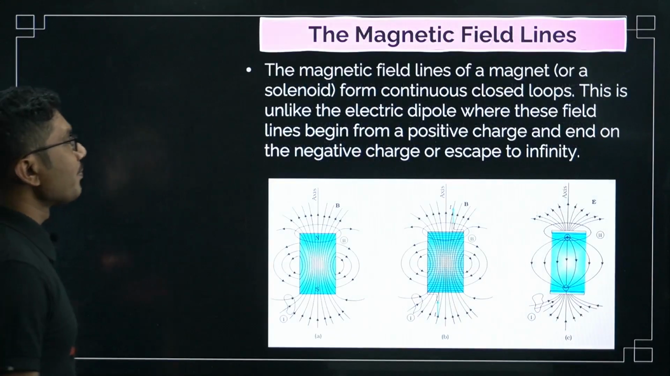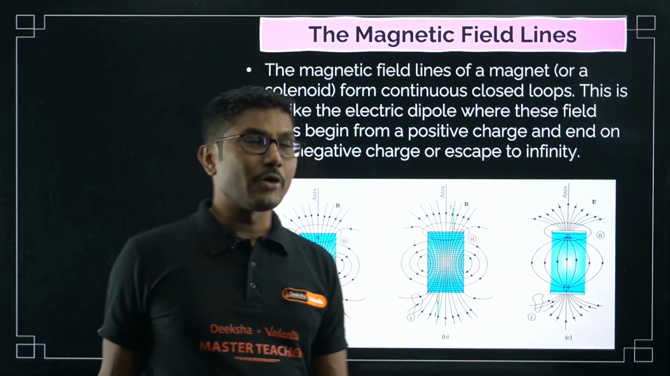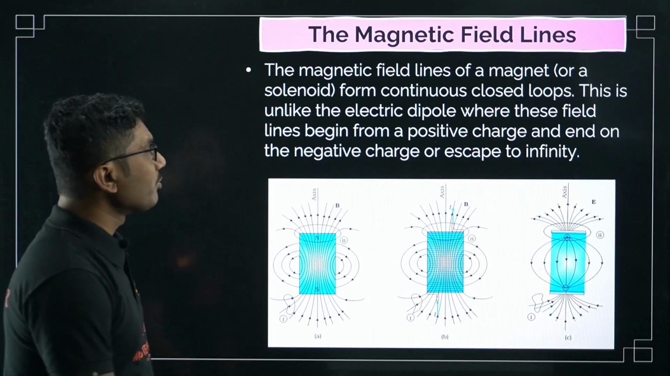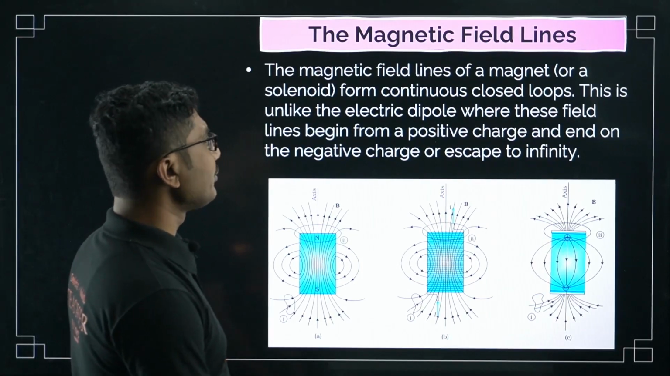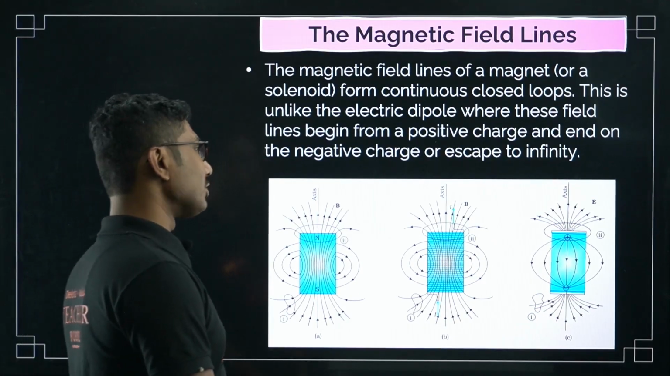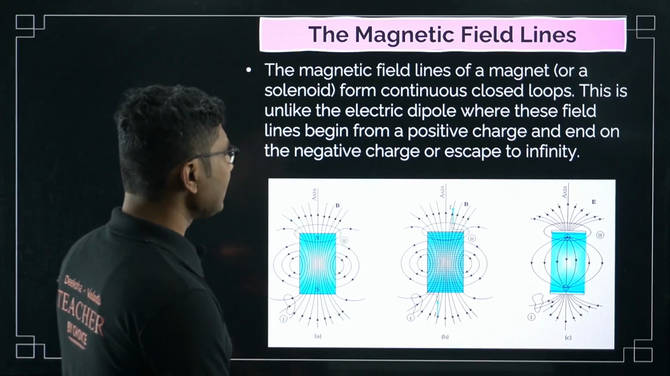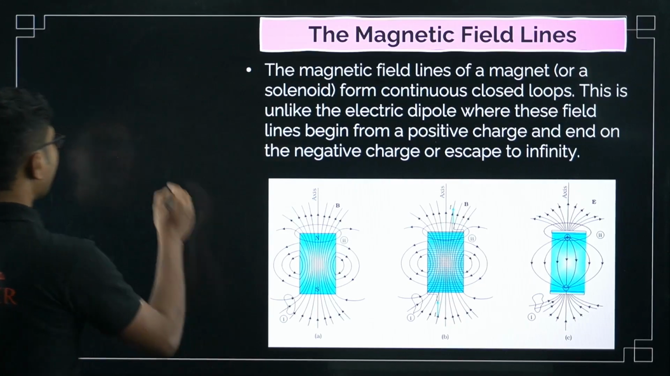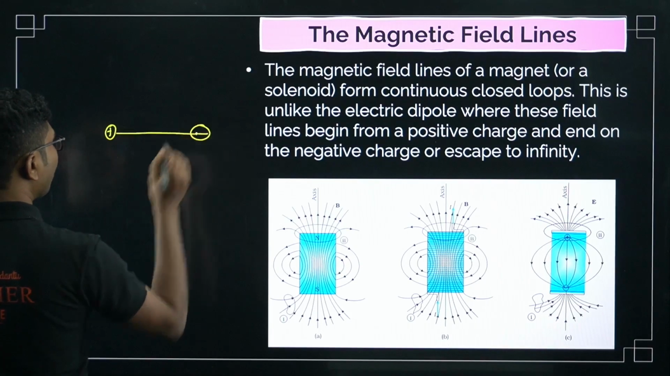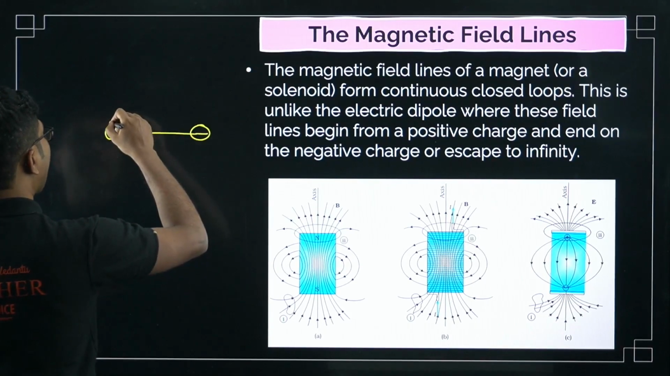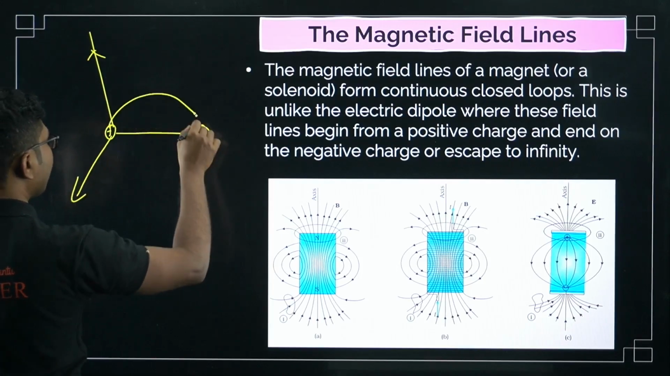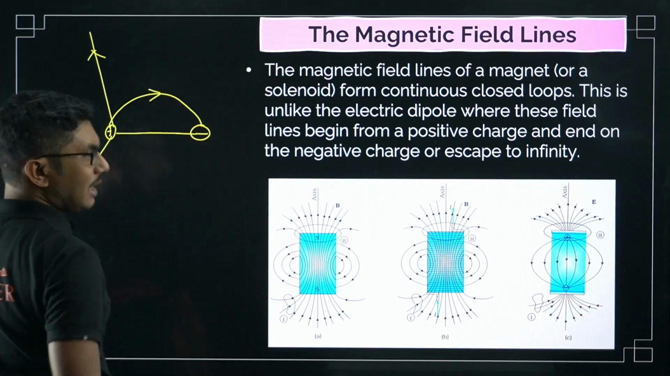Now let's move on. The magnetic field lines, another important concept. The magnetic field lines of a magnet or a solenoid form continuous closed loops. This is unlike an electric dipole, where the field lines begin from the positive charge and end on the negative charge or escape to infinity. So this is the basic thing.